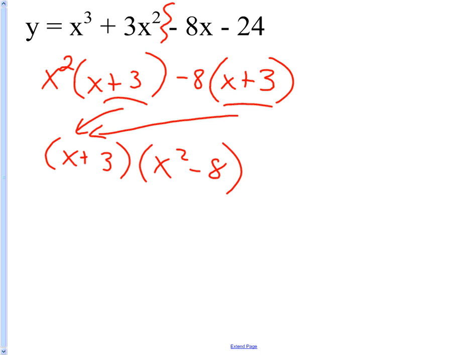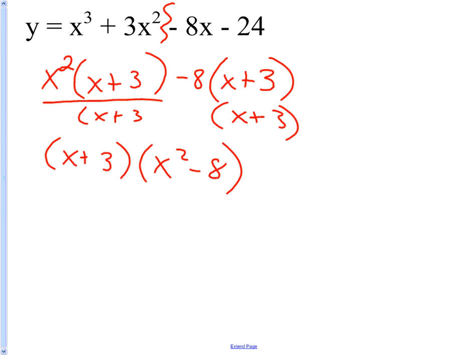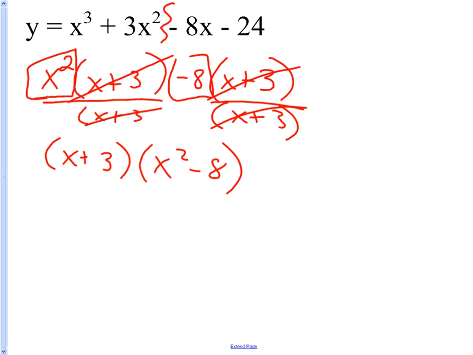Remember, what you're really doing when you're factoring something out is you're dividing by it. So really, I'm dividing by x plus 3, dividing by x plus 3, and seeing what I have left. You see how these cancel, and these cancel, and I end up with the x squared minus 8 left.